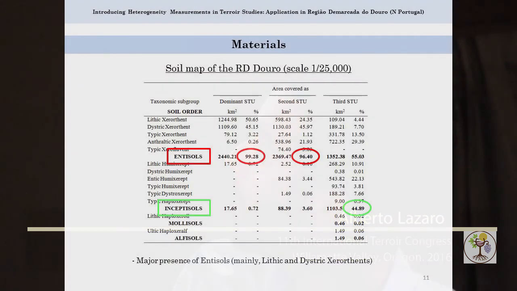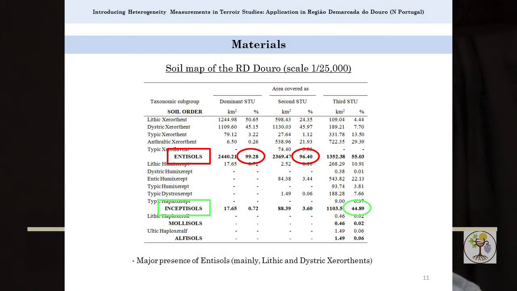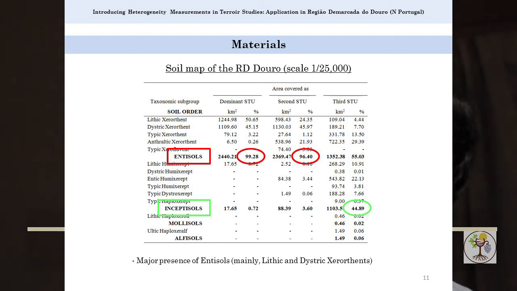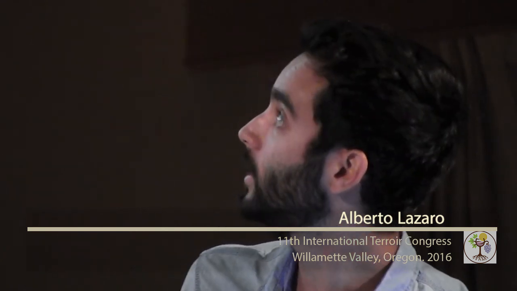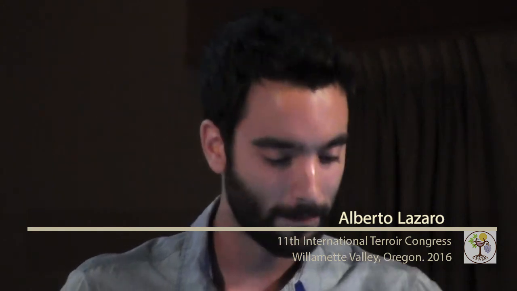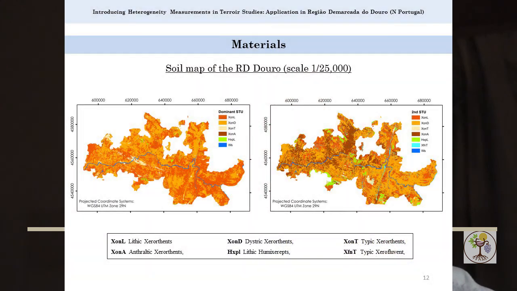We described 1,217 soil pits. So we got 150 soil map units, of which there were 211 soil taxonomy units described at the series level. So to sum up all this information, we can say that the main soils are entisols, some of them dominant and as second soil taxonomy unit, and there are some residual soils in inceptisols, mollisols, and alfisols.